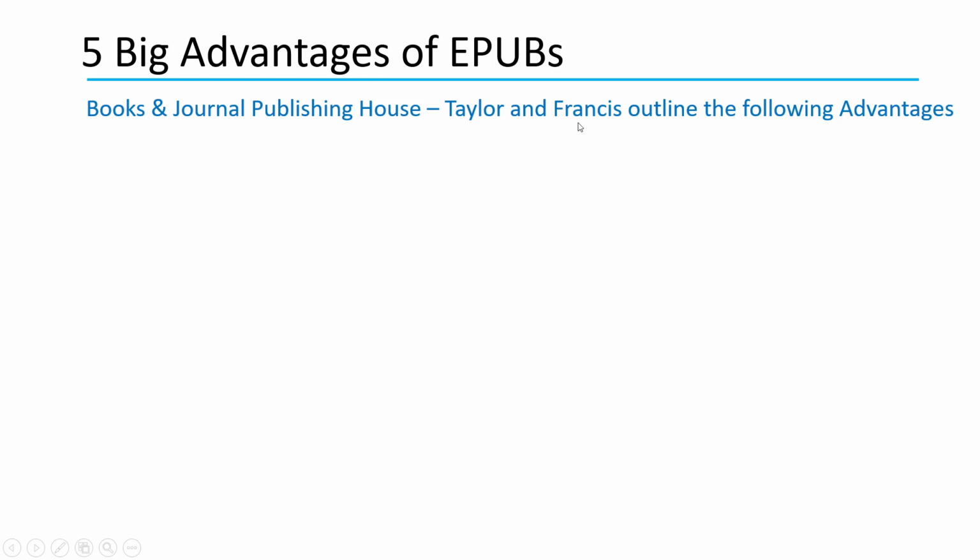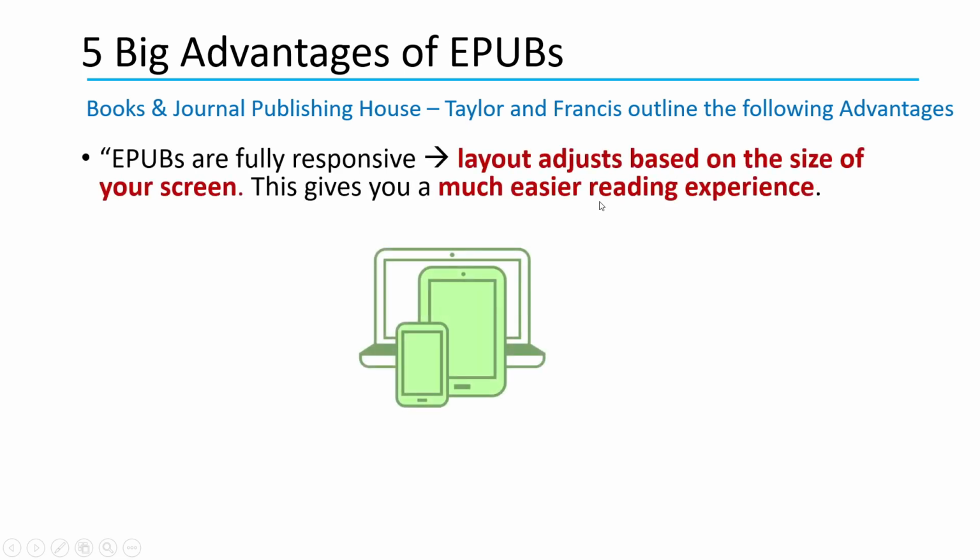Now, book and journal publishing house Taylor and Francis outline the following 5 advantages of ePUBs. The first one is something that I just mentioned. ePUBs are fully responsive, which basically means that the layout adjusts itself based on the size of your screen, and it's a much more pleasant reading experience that way.